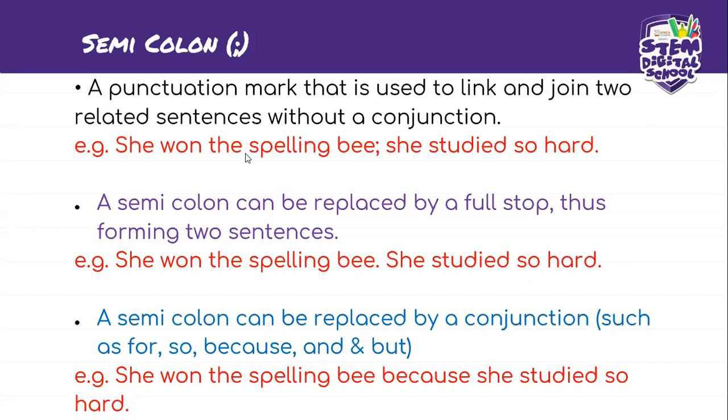So from here we see that, for our example where we used the semicolon, the best conjunction for us to use would be because, okay? So it will read like this: she won the spelling bee because she studied so hard. Okay, she won the spelling bee because she studied so hard.